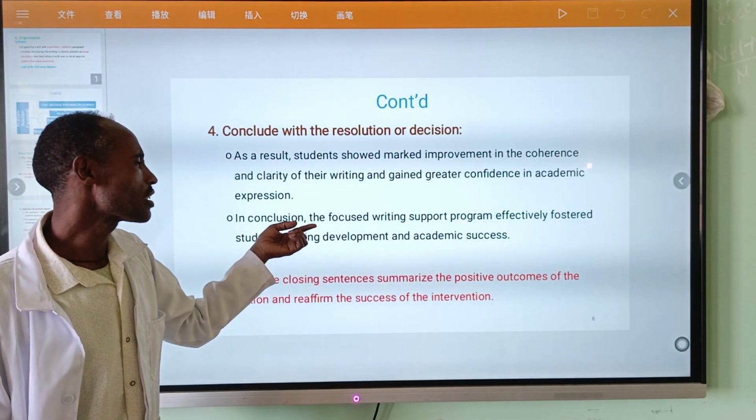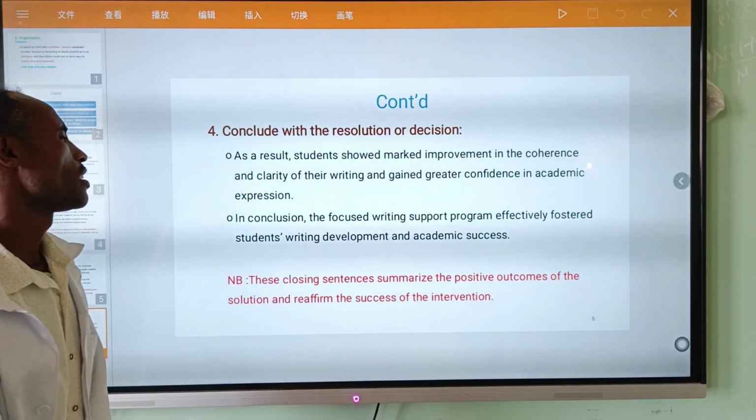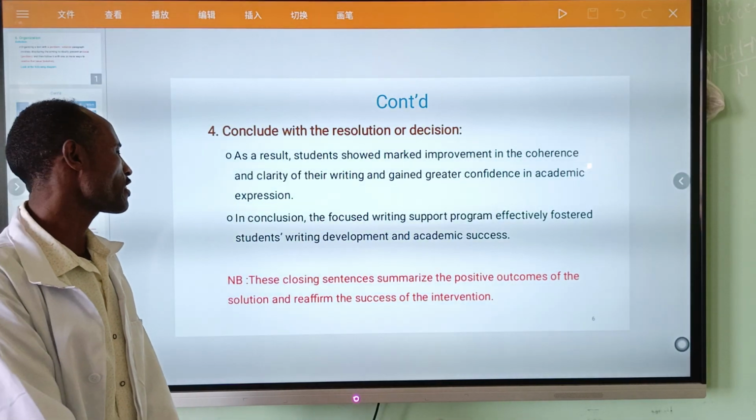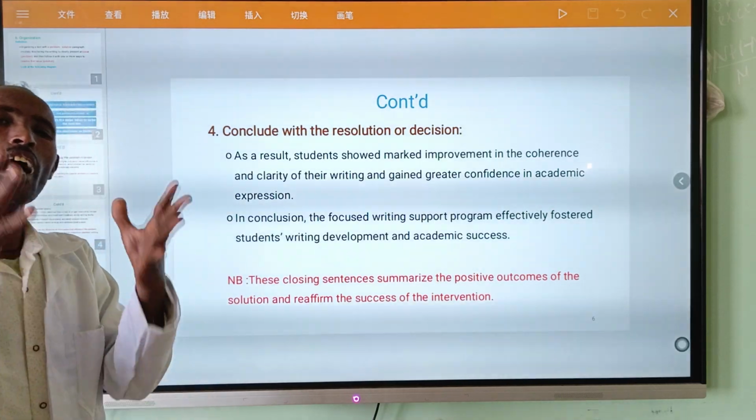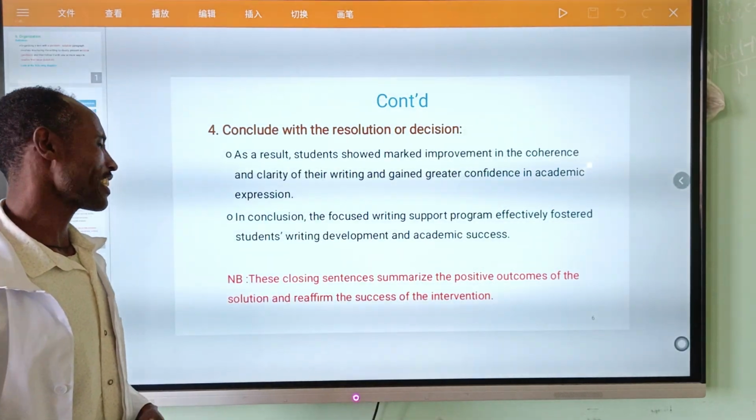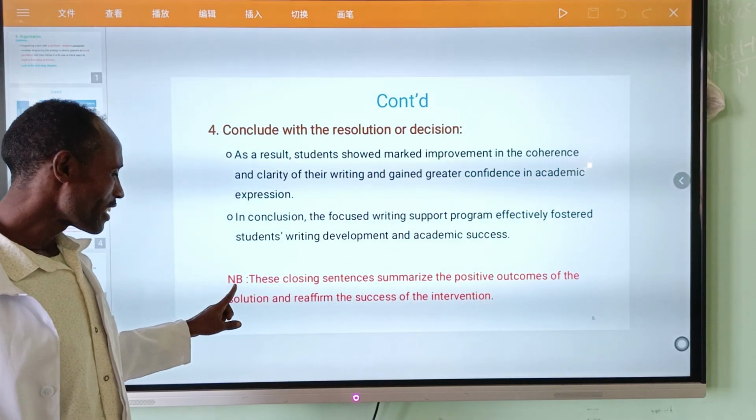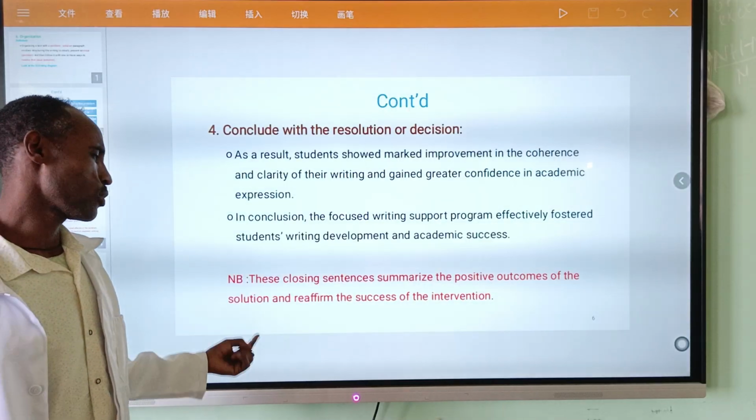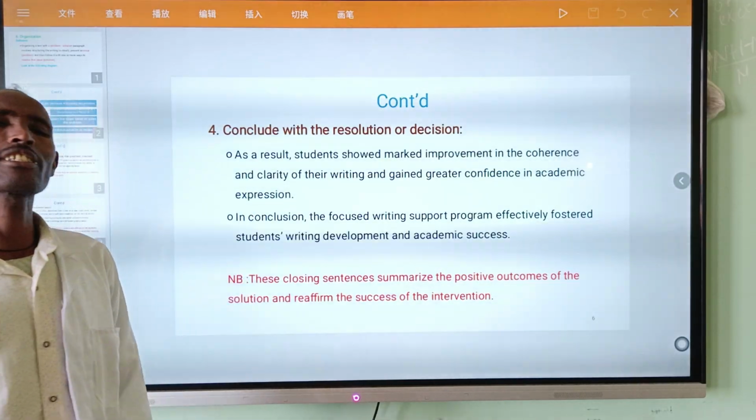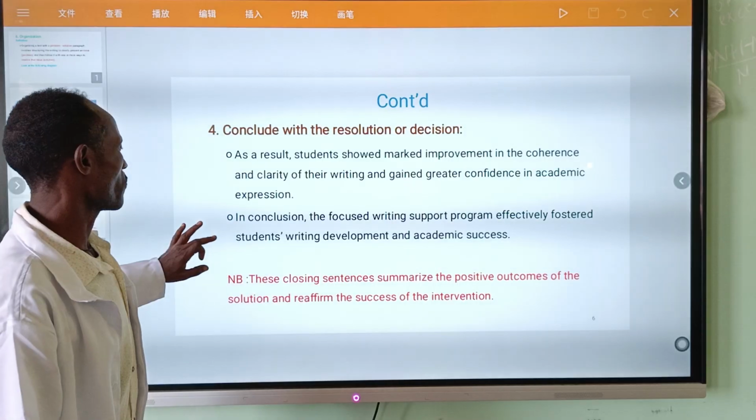"In conclusion, the focused writing support program effectively fosters students' writing development and academic success." Remember here again, this closing sentence summarizes the positive outcome of the solution and reaffirms the success of the intervention.